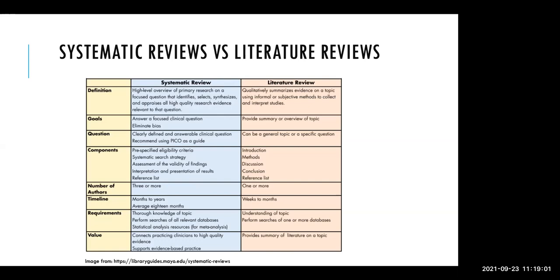And you can see here also that regarding questions, we often use a PICO or a PECO to make a very structured question, compared to the little bit more broad general topics that you can see in literature reviews. The number of authors is also included here, because a literature review you can easily do by yourself or with a friend or two, while a systematic review will require a team.